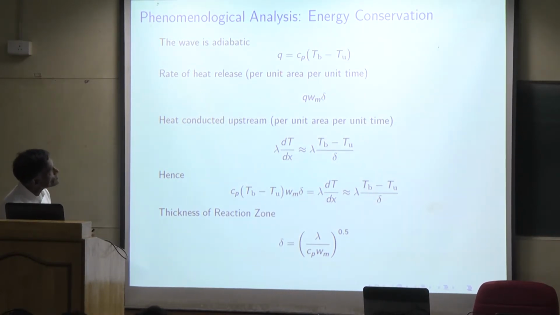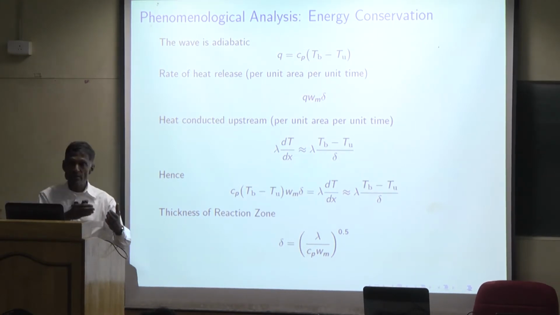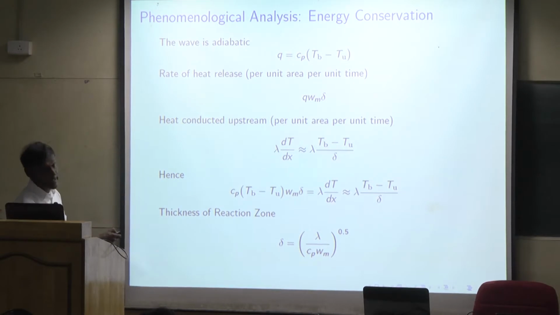Now the rate of heat release per unit volume per unit time: Q is the amount of heat released per kilogram of the reactants that is consumed, and this one is the reaction rate. Q has units of joules per kilogram, and the reaction rate has units of kilograms per cubic meter per second. So the product has joules per cubic meter per second, and you multiply by the wave thickness. Therefore you get the heat release per unit area per unit time.